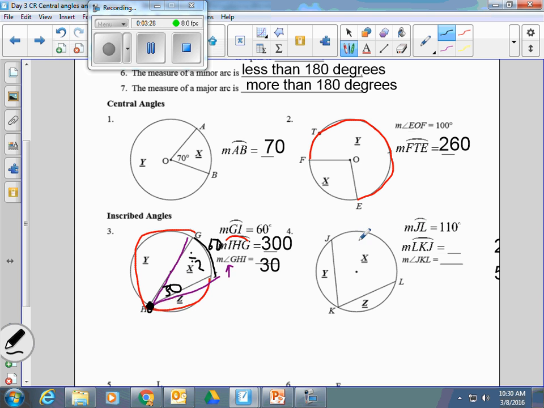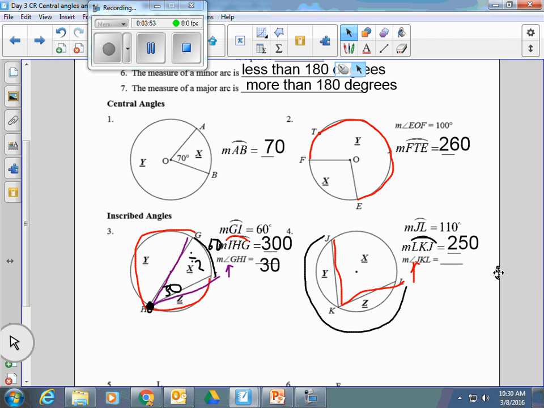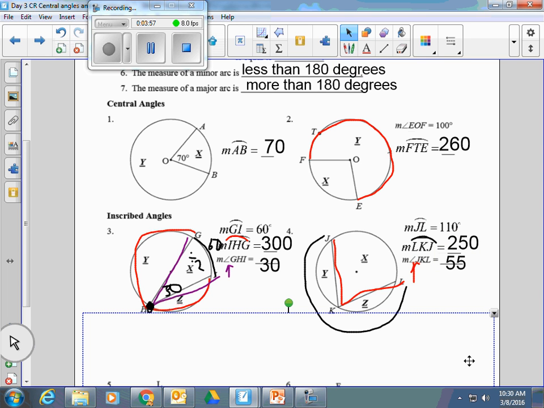Okay, number 4, how big is arc? Notice the symbol, L to K to J. 250. Because a full circle is how big? 360. Good. So this one is 250. And then the other one asks for an angle. Notice the symbol difference. JKL. What did you get? 55. Is everybody okay with that? Any questions about those?